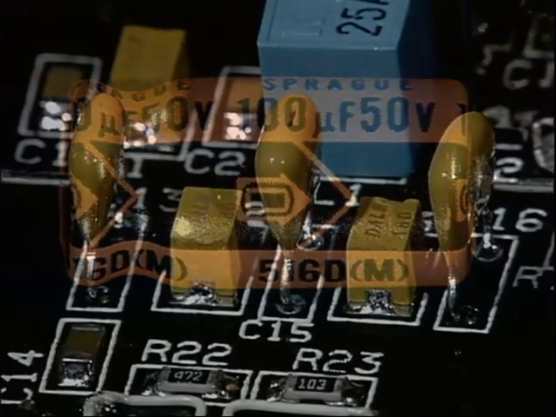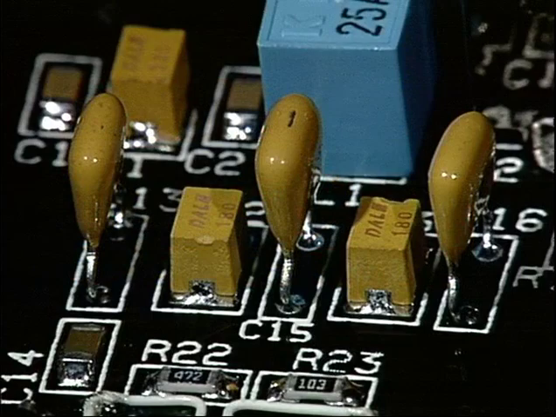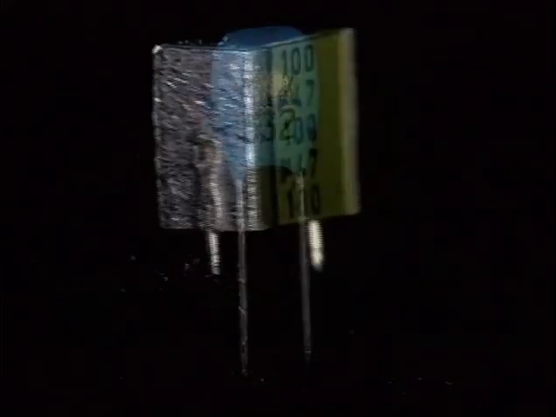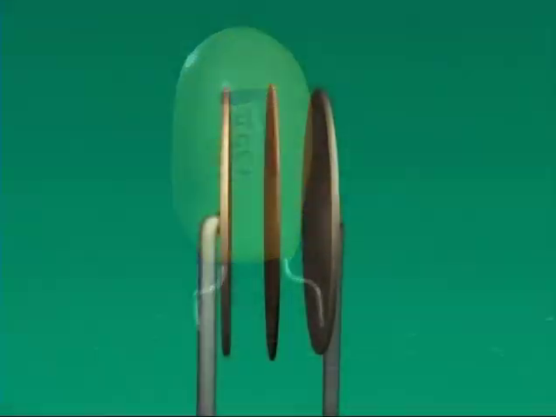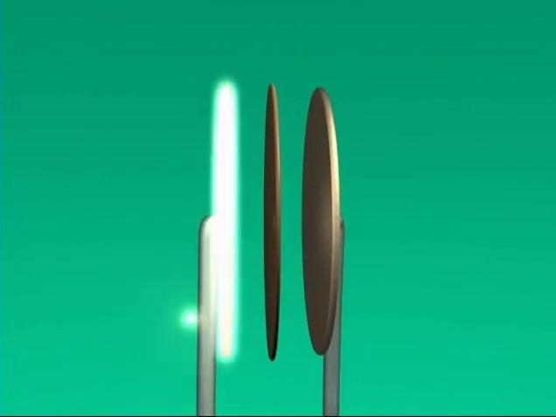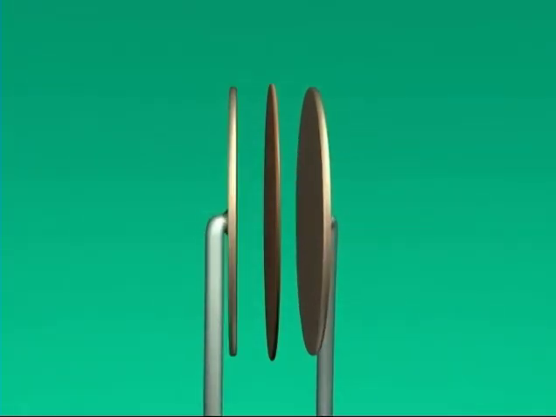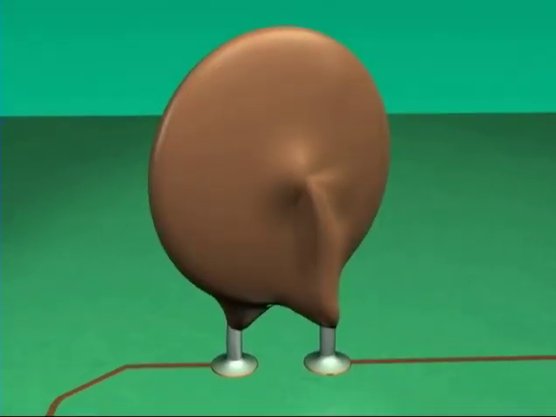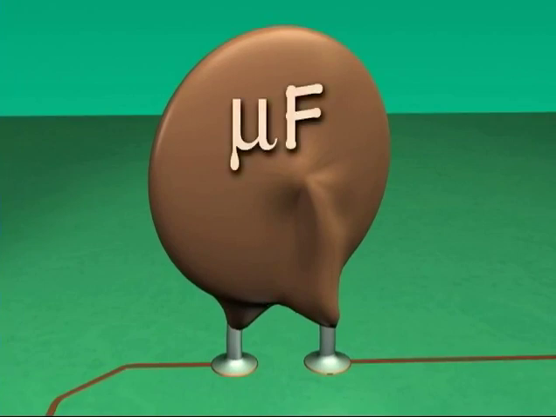Now let's examine capacitors. Capacitors are the most widely used component in electronics. They also have the greatest variety of shapes and sizes. The basic function of a capacitor is to store and discharge electricity. A unit of electrical capacitance is called a farad. The three most common units of measure using farads are microfarads, nanofarads, and picofarads. The picofarad has the smallest capacitance value.